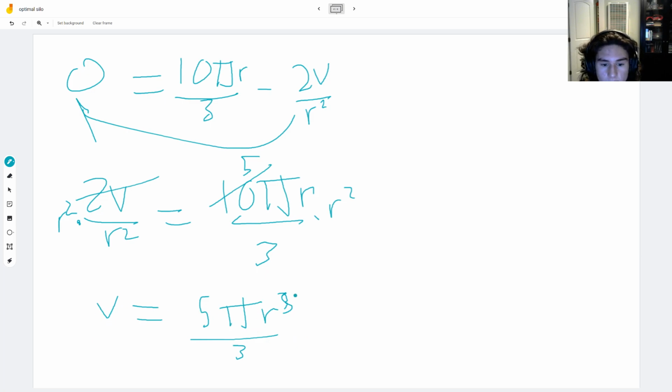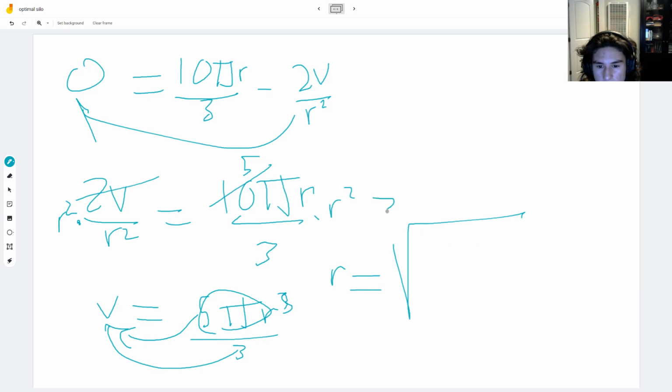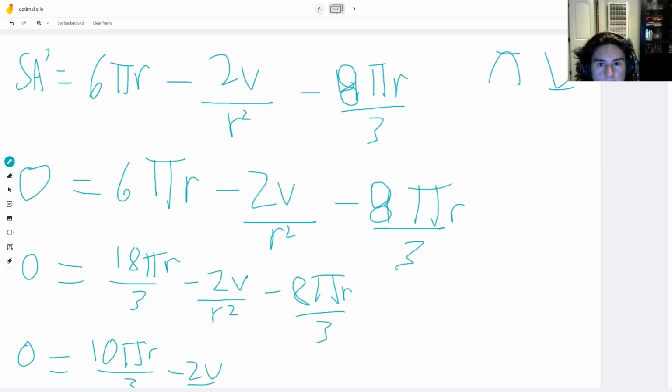We want what percentage of v is the r. So we're going to multiply v by 3. So then that basically equals, or as r, we just solve for r, we can divide by this, put that on the bottom, and then third root. So we got r equals the third root of 3v over 5 pi. So now, does this really help us?